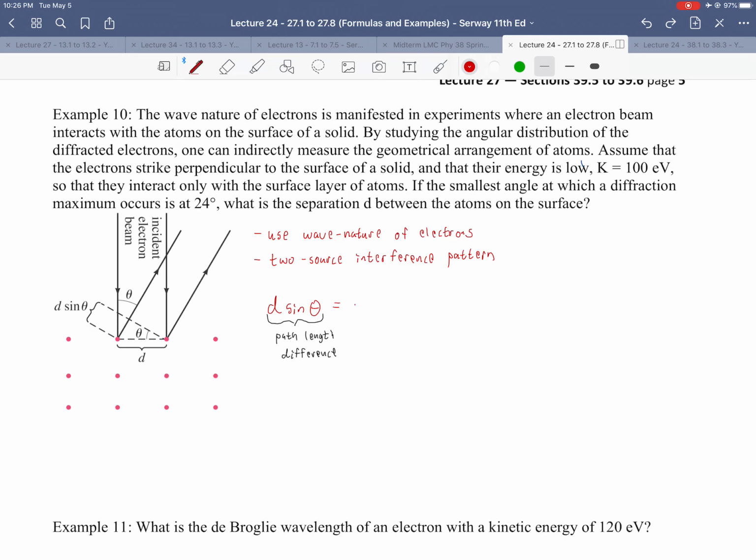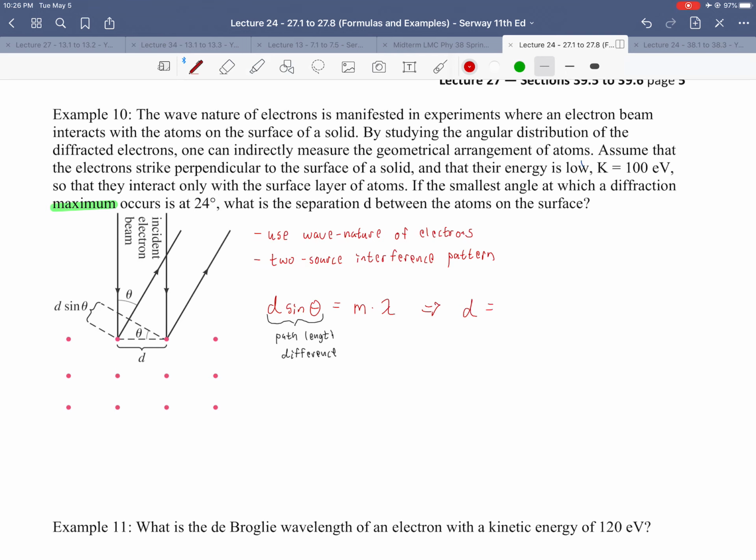And so that path length difference is going to be equal to an integer m multiple of a full wavelength of our waves. These are electron waves, mind you. Fascinating. So why do I know that it's going to be an integer multiple of a wavelength and not half? Because I was told that I'm looking at constructive interference, a maximum.